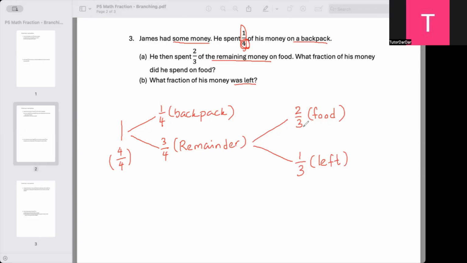Okay, so now the question is, what fraction of his money did he spend on food? Now look at the food. Where is the parent branch? Which is this remainder, isn't it? So in order to solve this question A, what we do is we will multiply these two.